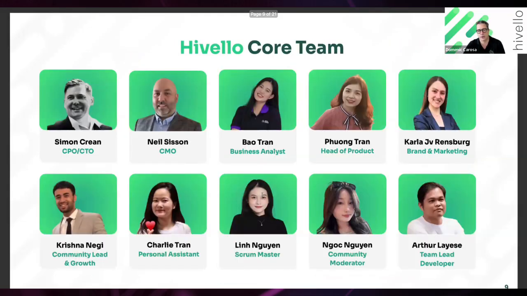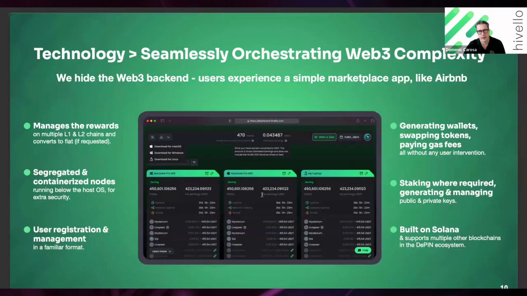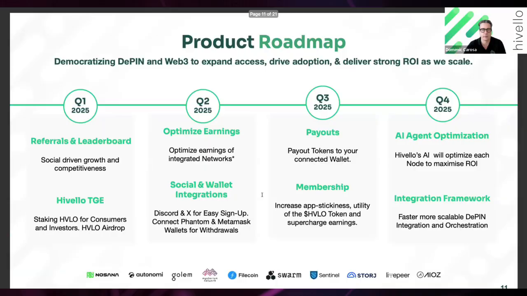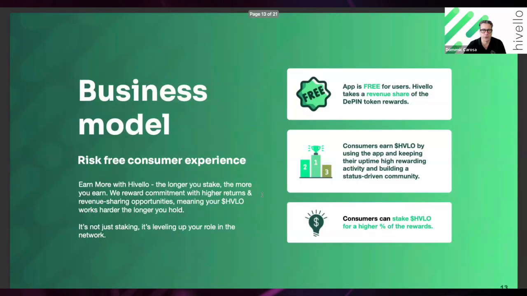And then the team, you've got a team spread across Australia, Europe, and Vietnam. The reason we can make this really simple without getting into too much of the tech terminology is that we're orchestrating many Web3 processes and making them look and feel like Web2. So you don't actually need to understand anything crypto. I'm not going to go through the roadmap.